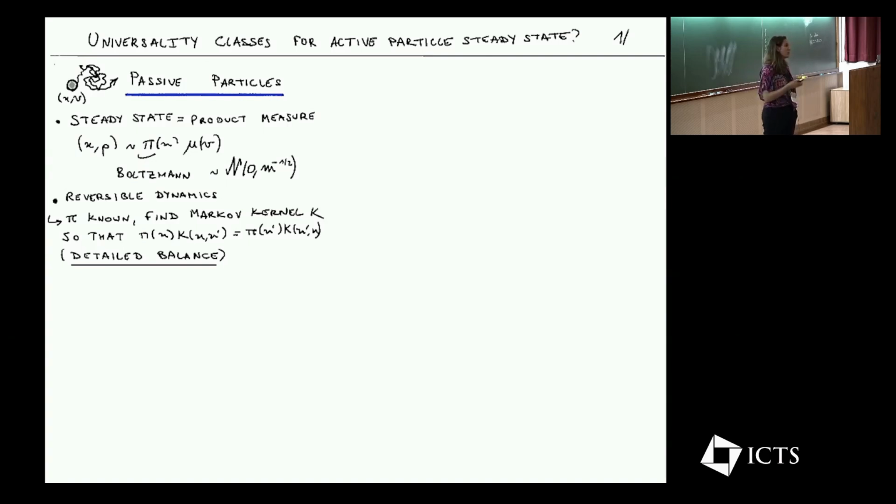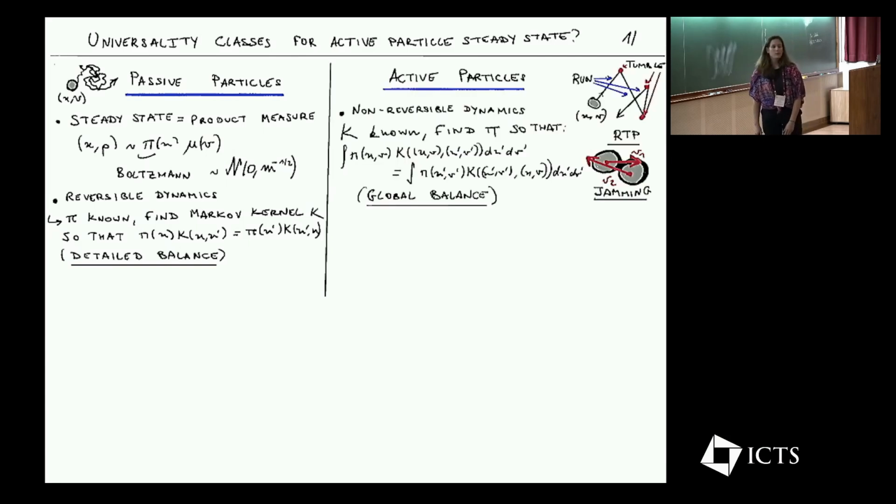This is actually the picture we have in passive particle systems. In passive particle systems, we know that for any system, the steady state is going to be a product measure that is going to be separated into the Boltzmann distribution for the configuration and some Gaussian for the dynamical variables. Then once we have the Boltzmann distribution, we can say that the dynamics is supposed to be reversible, and then the goal is to find some Markov kernel K that is going to satisfy the detailed balance.